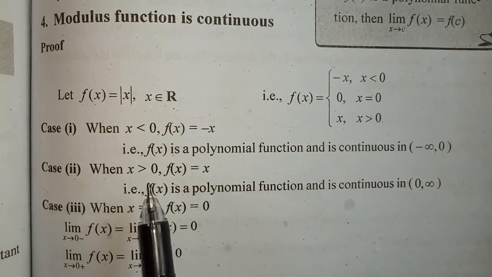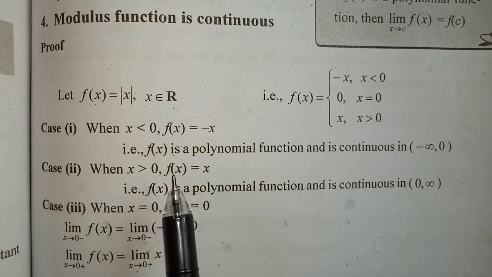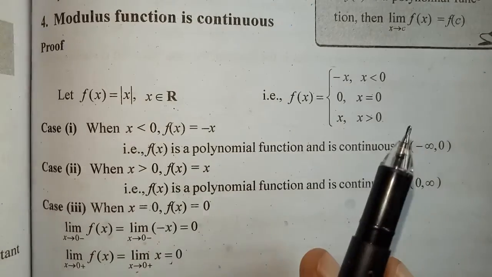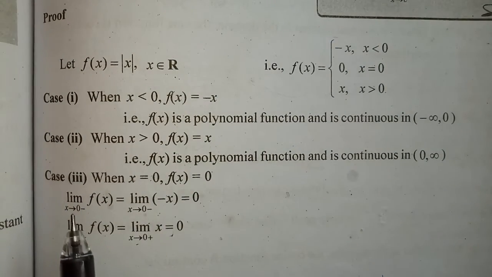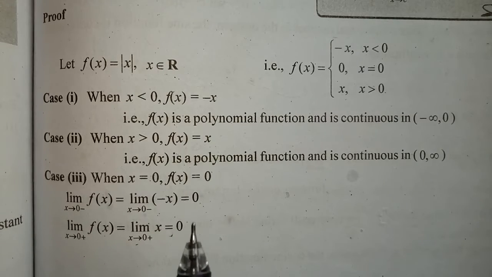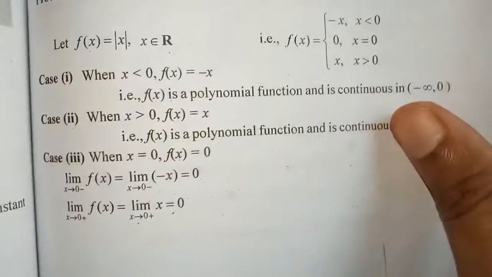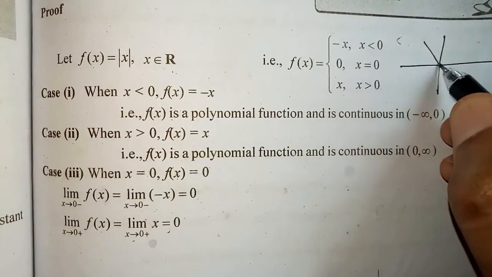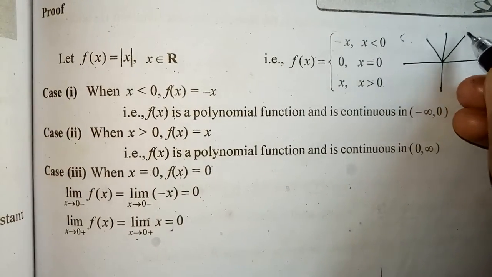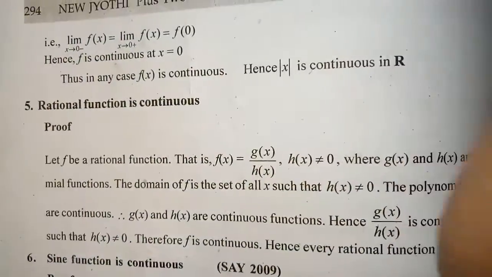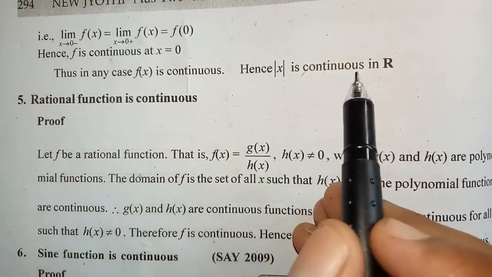Now when x is greater than 0, children, what happens? Your f of x will be taking the value x. Again, it's a polynomial function and a polynomial function is continuous. Now when x is 0, what happens? Limit as x tends to 0 minus f of x will be 0, and the right limit will also be 0. So you can see that the modulus function is continuous everywhere. You know how the graph of the modulus function is? It is V-shaped, like this. Without lifting the pencil, it will go like this. So don't forget these functions. So you can say here modulus is continuous on R.